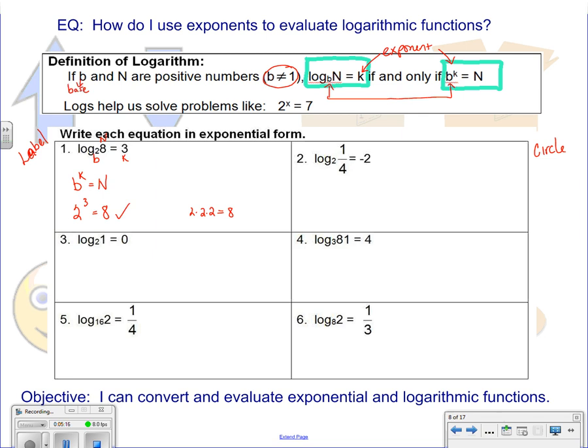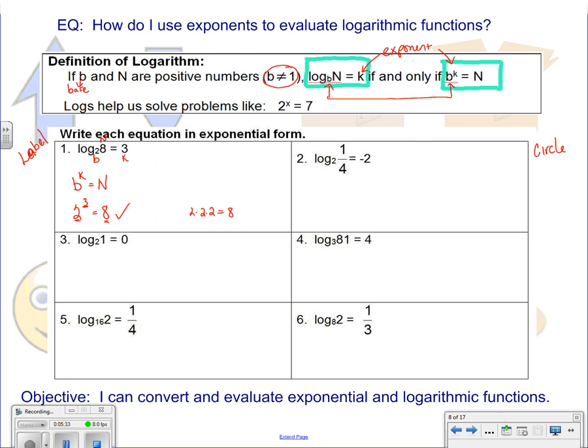So when we're rewriting the logs, what we're really saying is, what can I take that base, or 2, what power can I raise it to, 3, to come out equal to the number we're taking the log of, which is 8. So that is the label method.